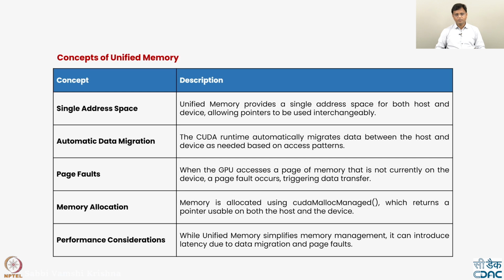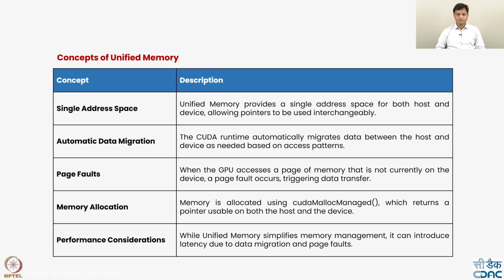What is the concept of unified memory? It provides a single address space for both host and device, allowing pointers to be used interchangeably. Automatic data migration: whenever the data is required by the host or device, the data can be transferred. Page fault: when the GPU accesses a page of memory that is not currently on the device, a page fault occurs, and the host machine triggers a data transfer from its own memory to the device memory.